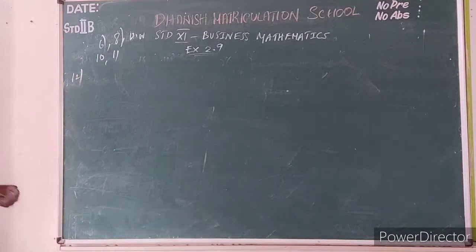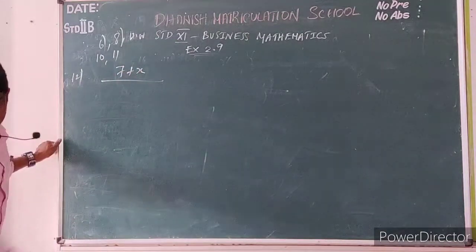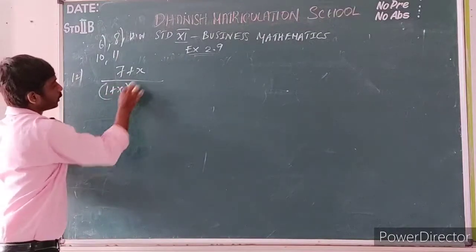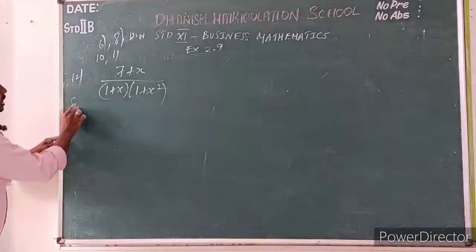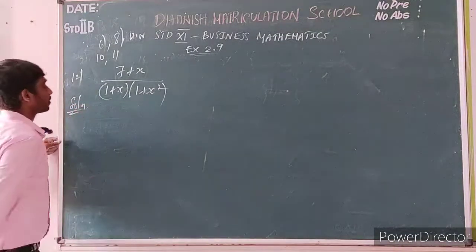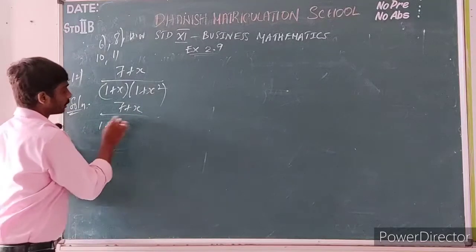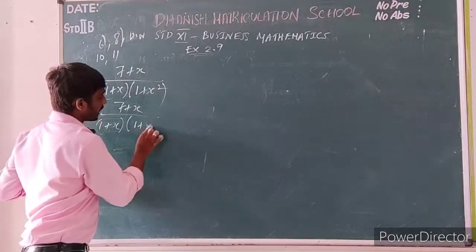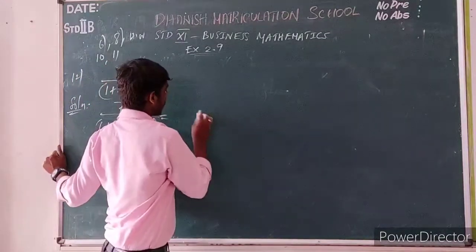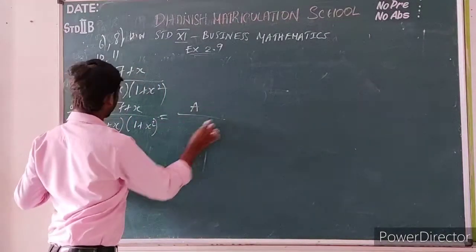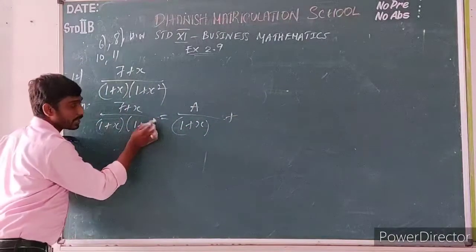What is the question given for the 12th one? That is 7 plus x divided by 1 plus x into 1 plus x square. Now we are going to split this into partial fractions. 7 plus x divided by 1 plus x into 1 plus x square equal to 7 plus x. So now split this up: a divided by 1 plus x plus, here the denominator we have is x square.